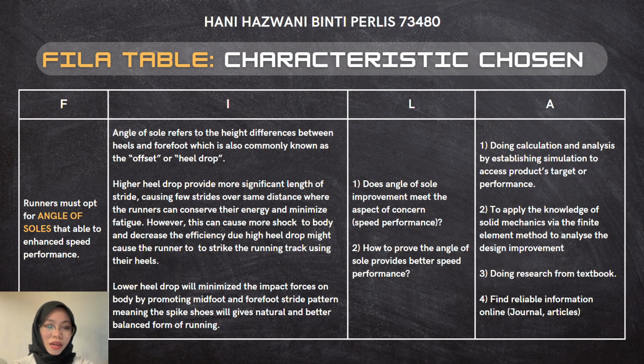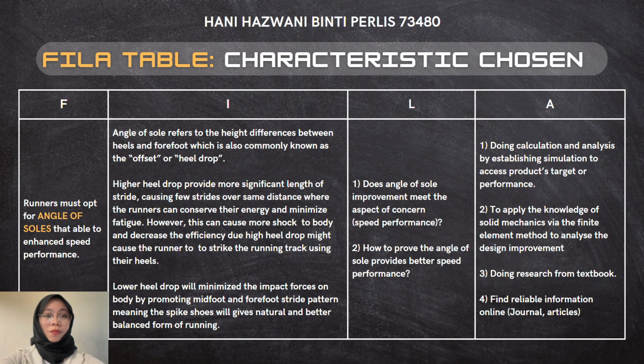Angle of soles refers to the height difference between the heels and forefoot, which is also commonly known as heel drop. Higher heel drop provides a more significant length of stride, causing fewer strides over the same distance, where the runners can conserve energy and minimize fatigue, while lower heel drop will minimize the impact forces on the body by promoting a mid-foot and forefoot stride pattern, meaning the spike shoes will give a natural and better balanced form of running.